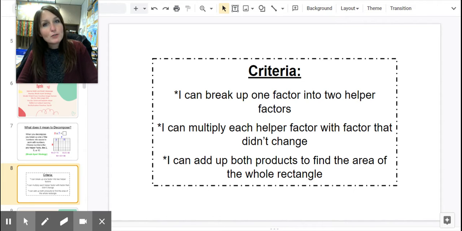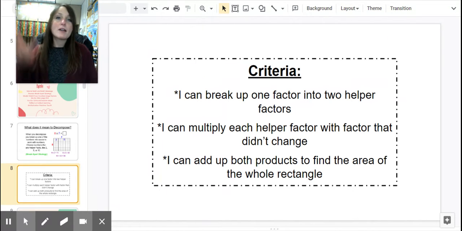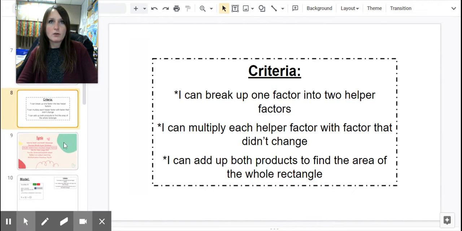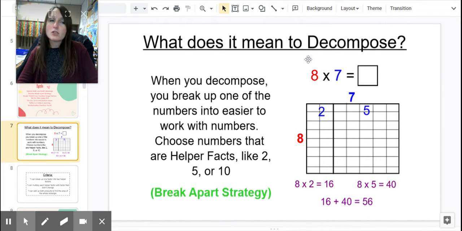And so that's what we're doing today. We're going to break up the factor into 2 helper facts. Then you're going to multiply each factor with the factor that you didn't change. And then you're going to add up both of those products together to find the area, right? Area, multiply, right? It's not really the area, but it's going to be the product of the whole rectangle. Okay, kind of like here. We're really just trying to solve 8 times 7, but you can use this area model, is what we call it, to help us.